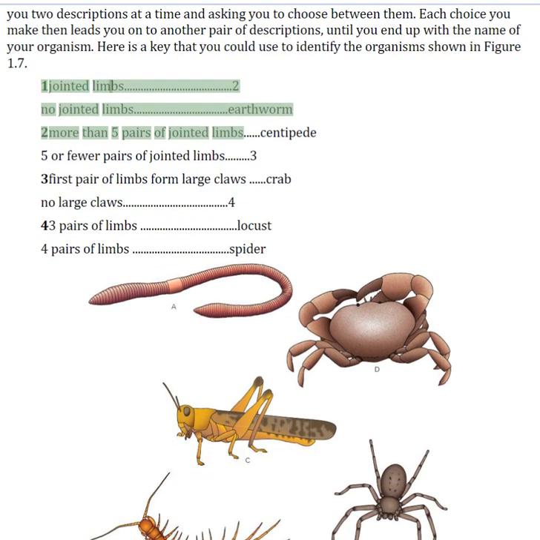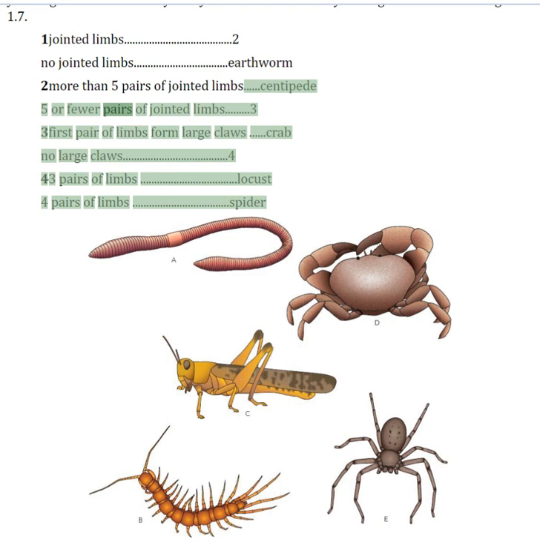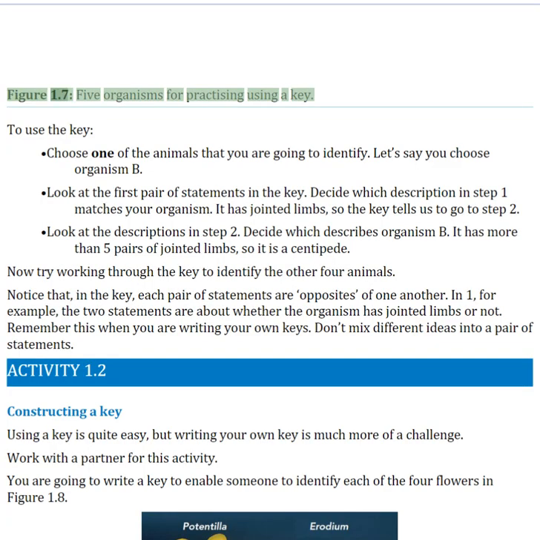1. Jointed limbs, go to 2. No jointed limbs, earthworm. 2. More than 5 pairs of jointed limbs, centipede. 5 or fewer pairs of jointed limbs, go to 3. 3. First pair of limbs form large claws, crab. No large claws, go to 4. 4. 3 pairs of limbs, locust. 4 pairs of limbs, spider. Figure 1.7. 5 organisms for practicing using a key.